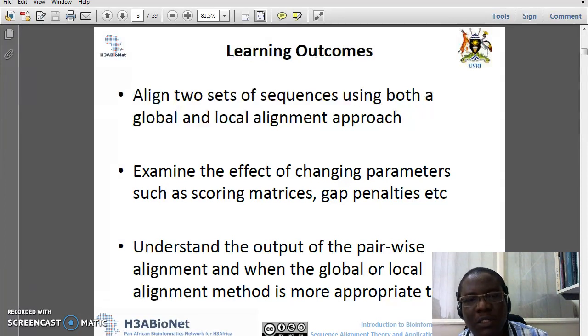And you shall be able to interpret the output of a pairwise alignment and also to know when to use the global and when to use the local alignment.